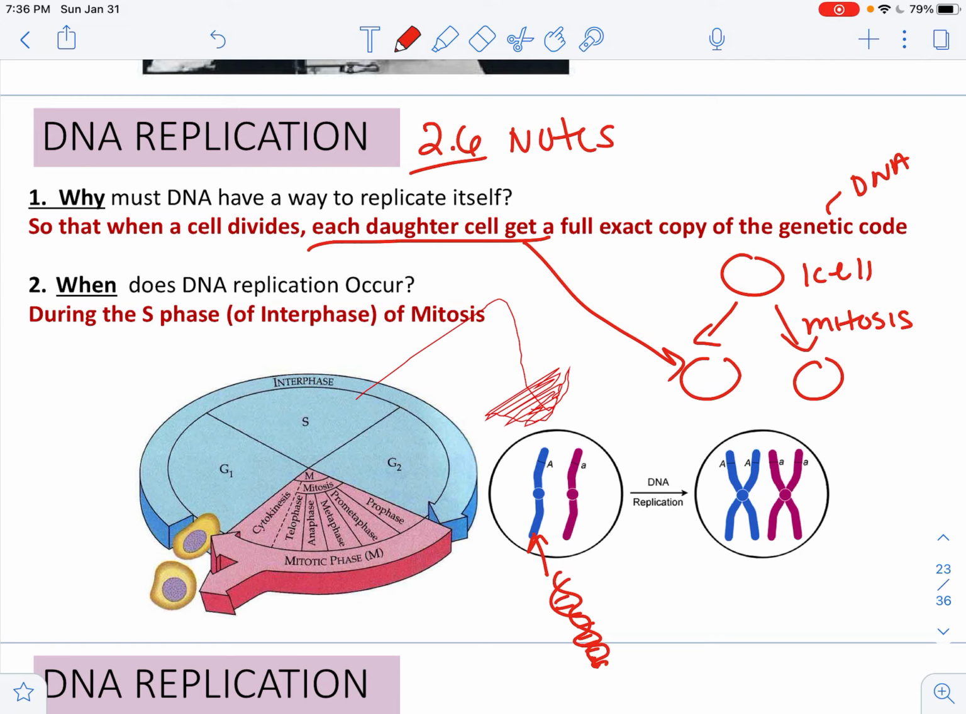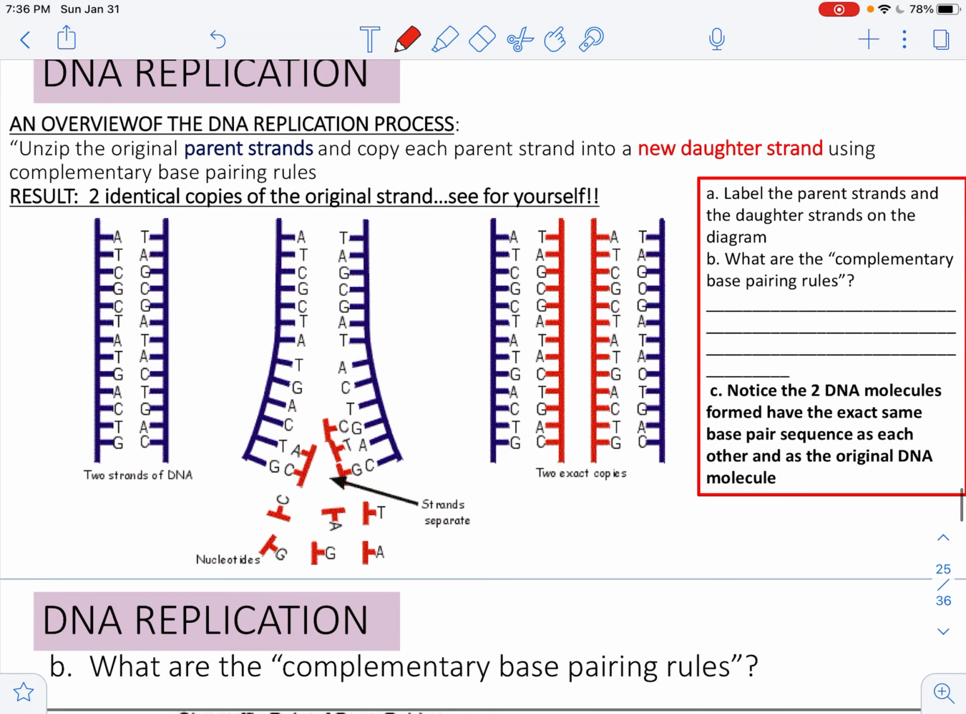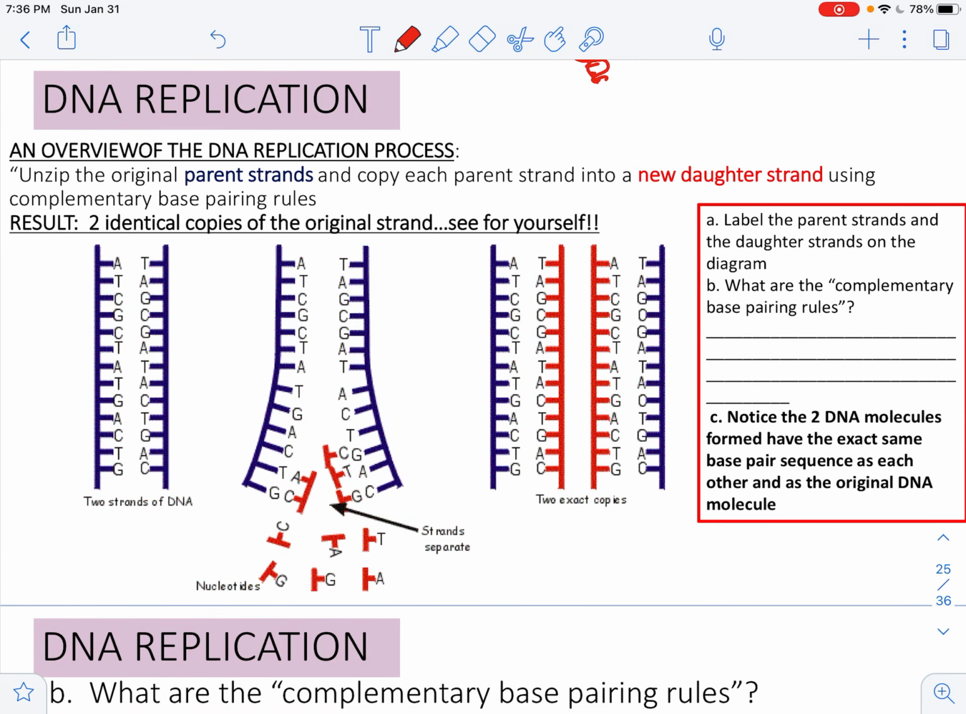Number two, when does that occur? Just to remind you, that happens during the S phase of interphase. Remember, we said that's when DNA replication occurs. Here's an overview of the process. We don't really have many notes to take on this.